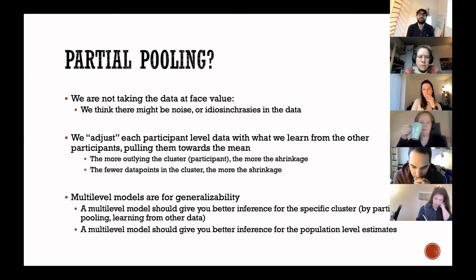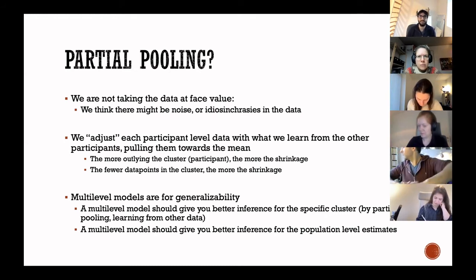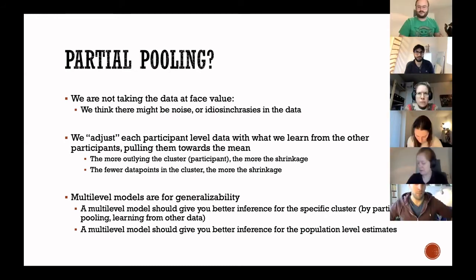Why are we doing this? Well, we're doing this because our inferences are trying to build generalizable estimates, right? A multi-level model is aiming at giving you better inference for the specific cluster, right? So we know that participants might behave oddly on one condition for whatever reason. The microphone was crappy and we didn't listen to the data. They didn't get coffee that morning. They slept well that morning and they were different from others.